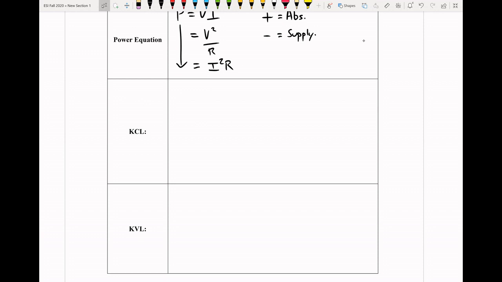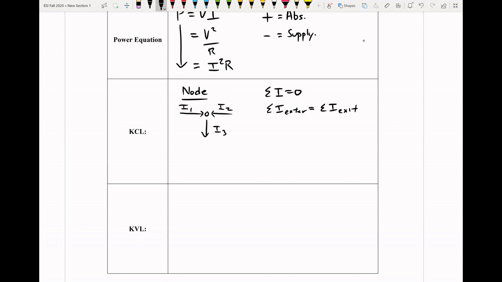Looking at the KCL, it is going to imply there's a node. And what we're going to do is look at the currents that are going in and out, I1, I2, and I3. We say that we can sum the currents to equal 0. So that means that the currents that are entering are going to equal the currents that are exiting.